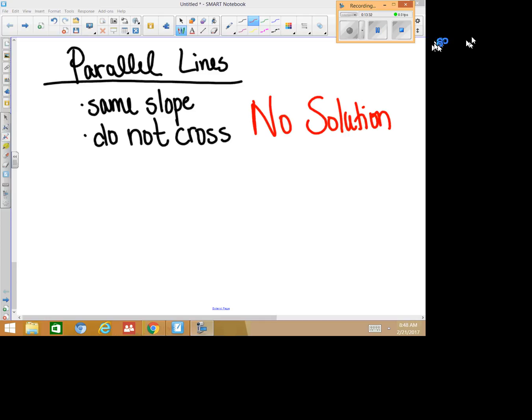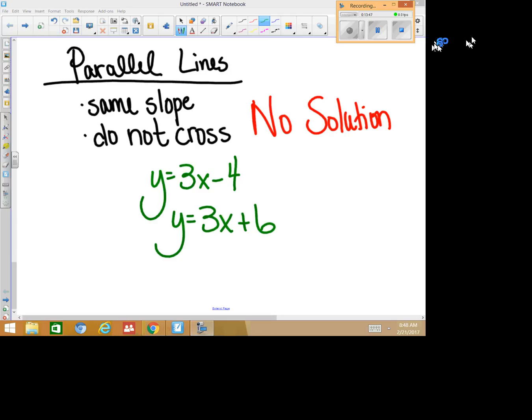If they are parallel lines, it's automatically no solution. Oops, I didn't notice that at first. Let's look at a couple of parallel lines. Say I looked at them and didn't notice right away that they had the same slope. Sometimes we don't. We get so used to doing our process that we don't really look at what we're doing. What if you graph them? You'll be able to see on that graph that they do not cross.